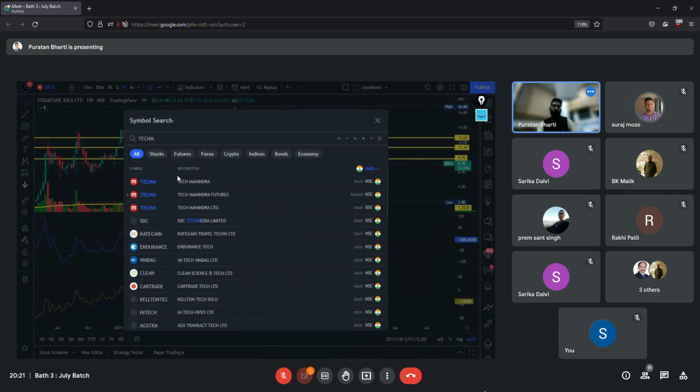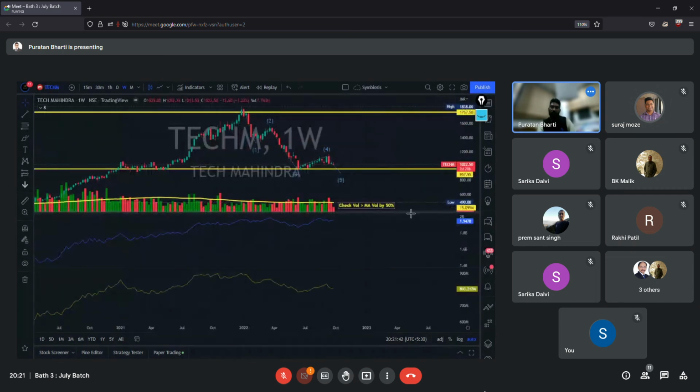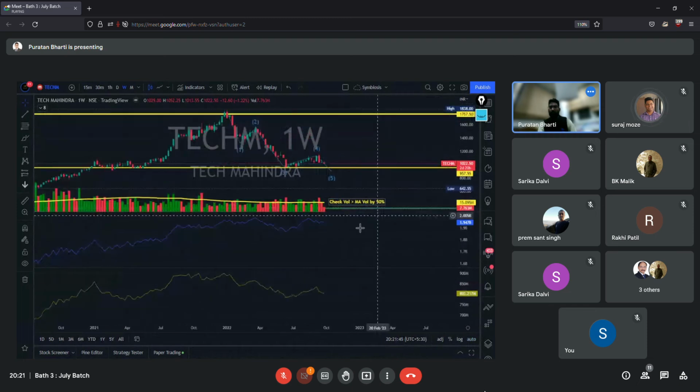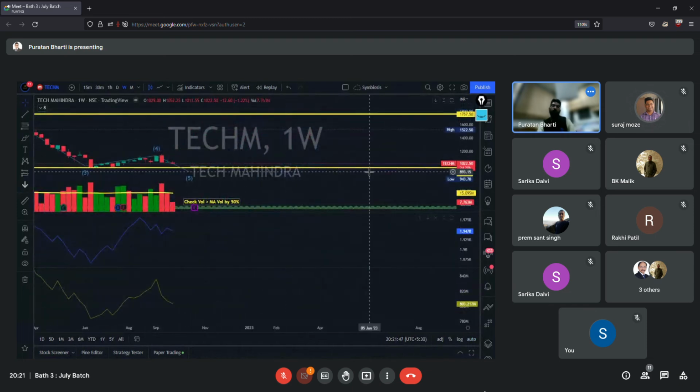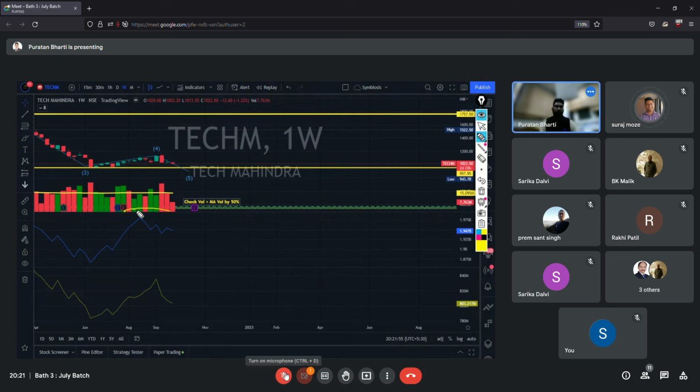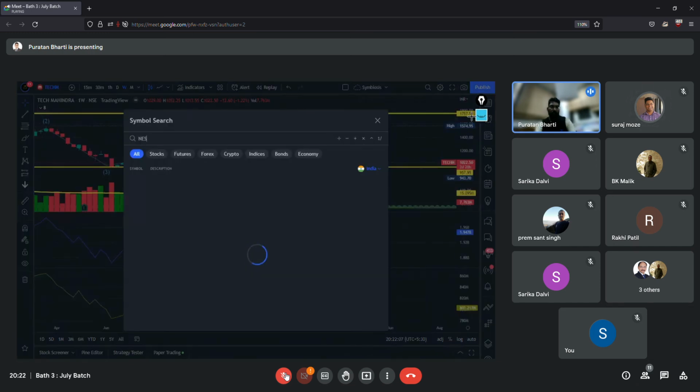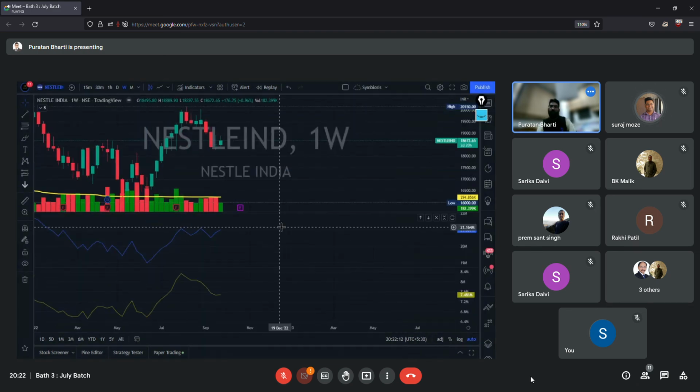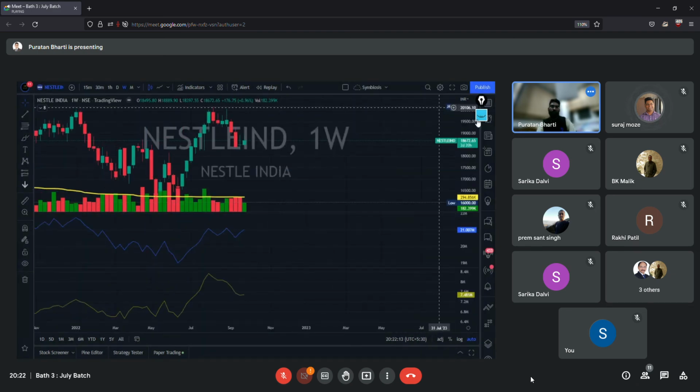If I go to Tech Mahindra, look at this one. This is on a weekly time frame. Do you see some difference here? Yes or no? This seems to be more pronounced here. This is definitely falling, right? I'll go to Nestle and I'll compare Britannia and Nestle. I think that will give you some inputs here. So look at this one. What do you see here? Do you see a divergence?